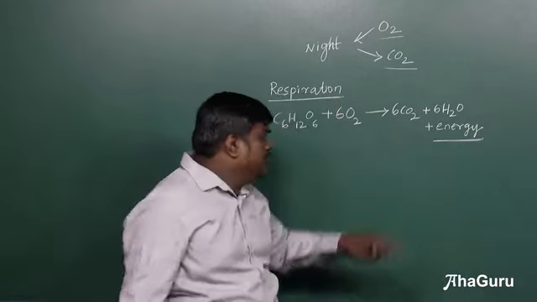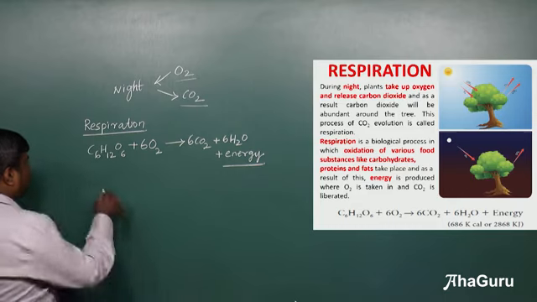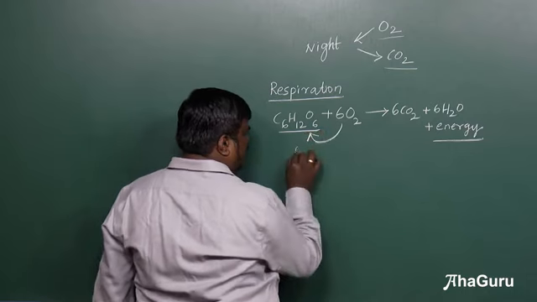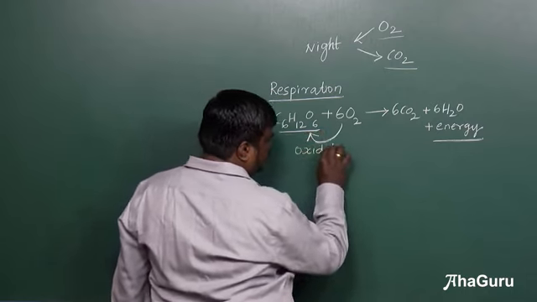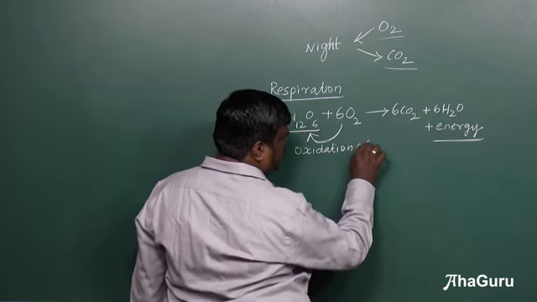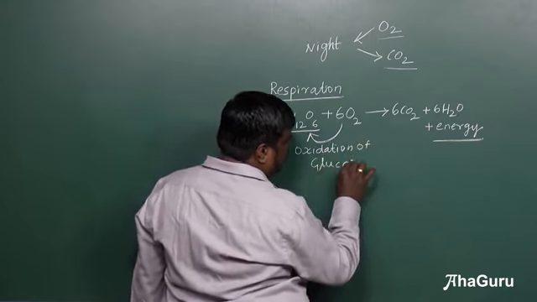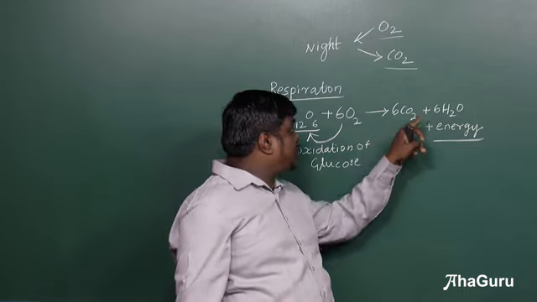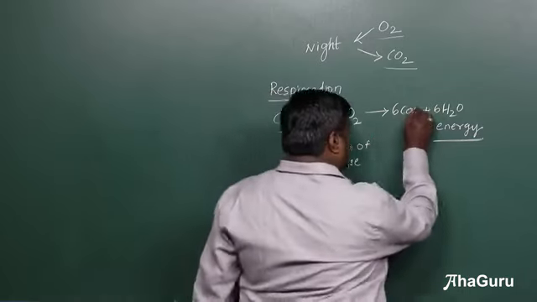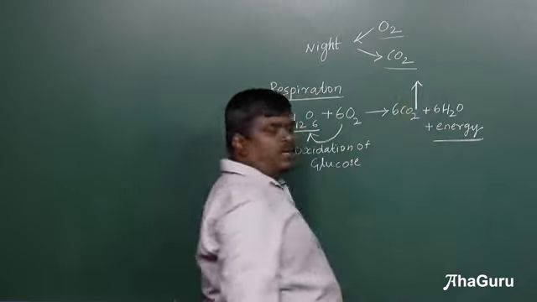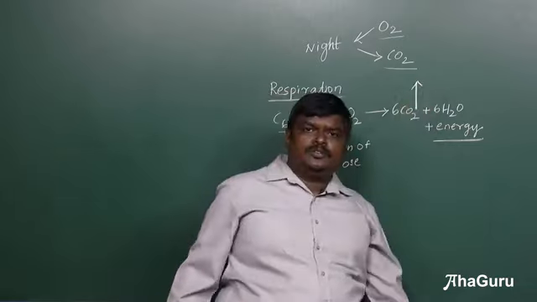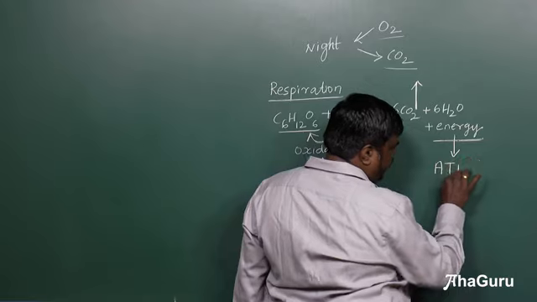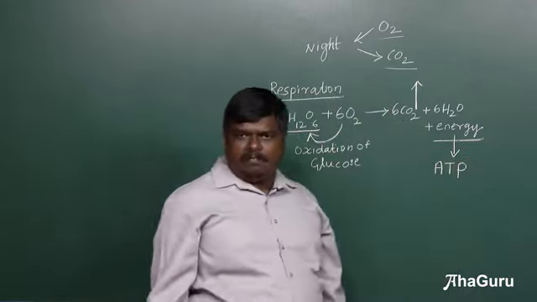So you can see that during the respiration process, oxygen is added to the glucose molecule. We call that oxidation of glucose. The oxidation of glucose occurs during respiration to produce carbon dioxide, water and energy. This is the carbon dioxide that is evolved out, and during this process energy is produced. This energy is stored in the form of ATP, adenosine triphosphate.